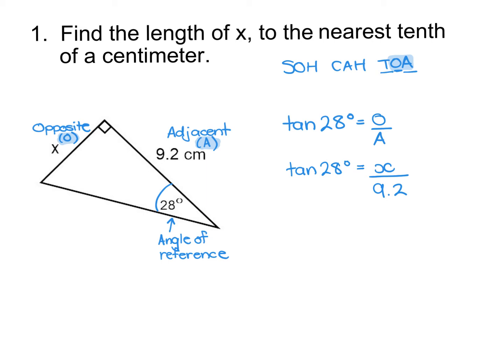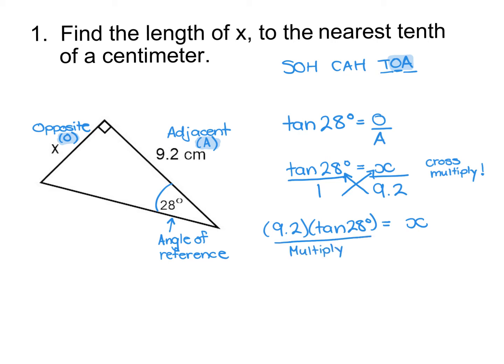At this point, we are actually going to cross multiply these two ratios. So I'm just going to put a 1 at the bottom of tan of 28. And now let's cross multiply. So 9.2 times tan of 28. So I'll write it like this over here. Okay, so that's on one side. And on the other side, I'm going to multiply 1 times x, which is really x. Now, x is already isolated, so I really just have to multiply these two together.